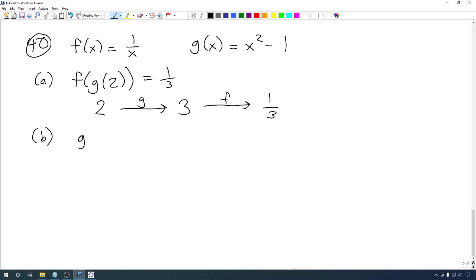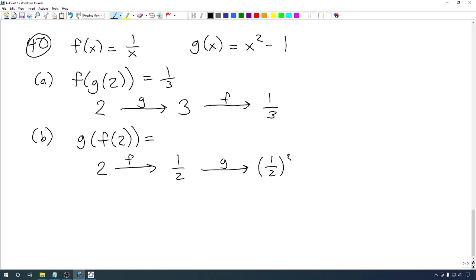Part B is going to ask us a very similar question, except in the other order. We're still plugging in 2, but now we're putting it into f before we put it into g. So we take 2, plug it into our formula for f, and we get 1 over 2, or 1/2. If we then take 1/2 and plug it into g, we have 1/2 squared minus 1, or 1/4 minus 1, or -3/4. So -3/4 is our answer.